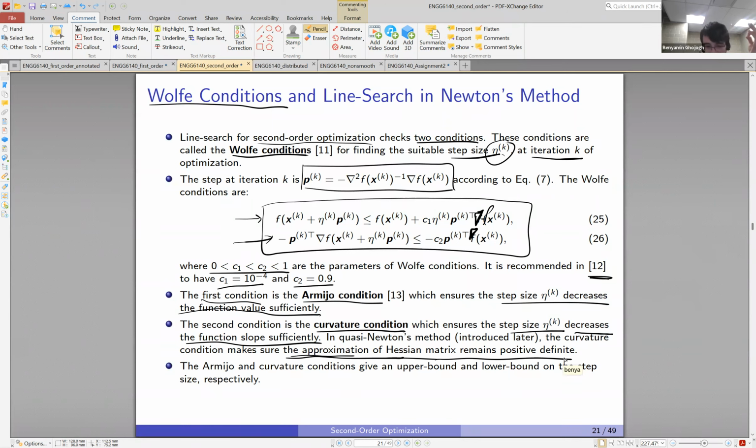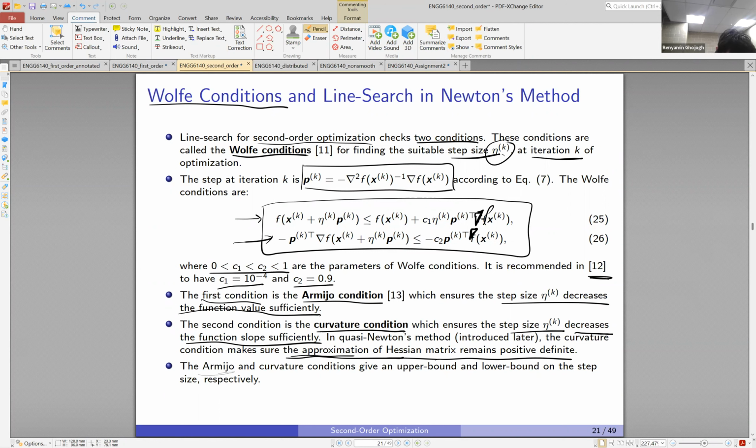So how do we know that? Because if we choose the learning rate randomly, how do we know that the approximation of the Hessian matrix that we use in the quasi-Newton method, which we'll see in a few slides, remains positive definite? Because we know the Hessian matrix is positive definite. What do I mean by positive definite? I mean its eigenvalues are positive. So our approximation of the Hessian matrix, which we'll introduce in quasi-Newton's method in a few slides, should also remain positive definite, and this curvature condition makes sure that it is the case.